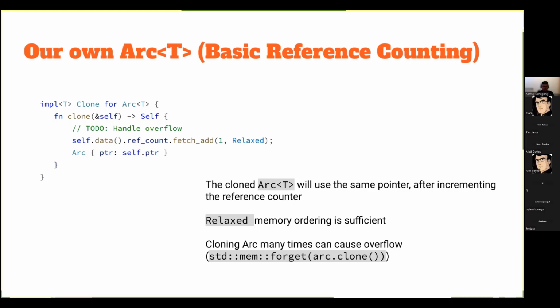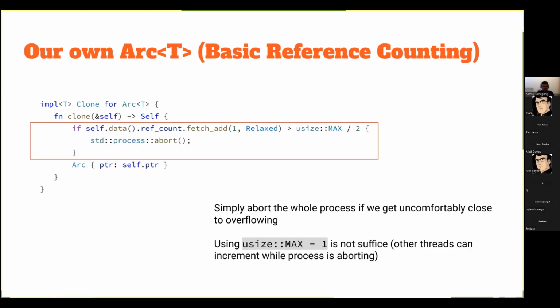So how do we avoid this overflow? We take a simple step: we just abort it, right? Whenever we think we cloned more than usize::MAX divided by 2 times, then we just abort the process. I mean, whenever we have this many threads, there is a much bigger problem. So we just abort the process itself.